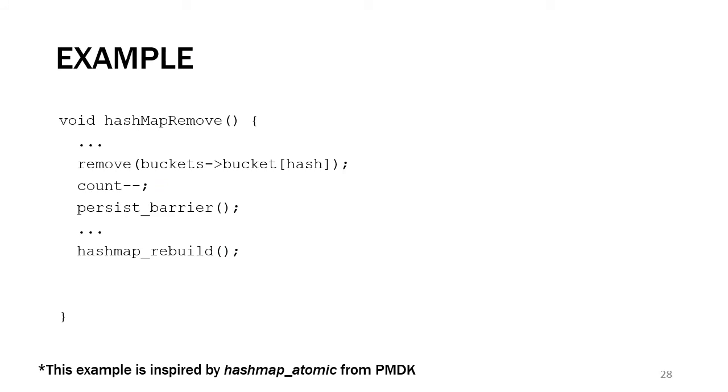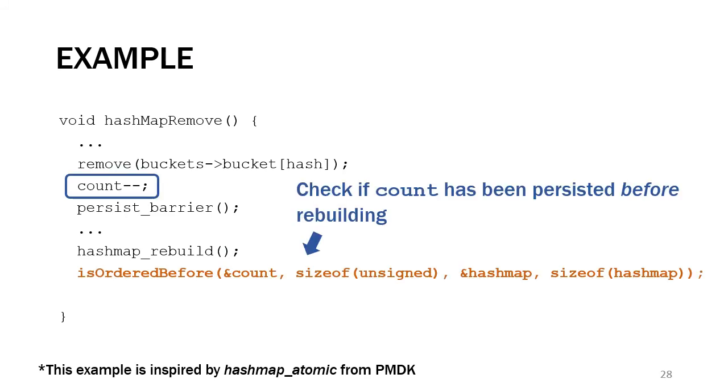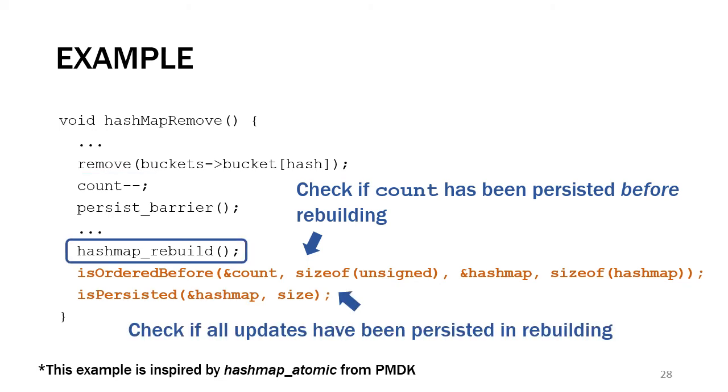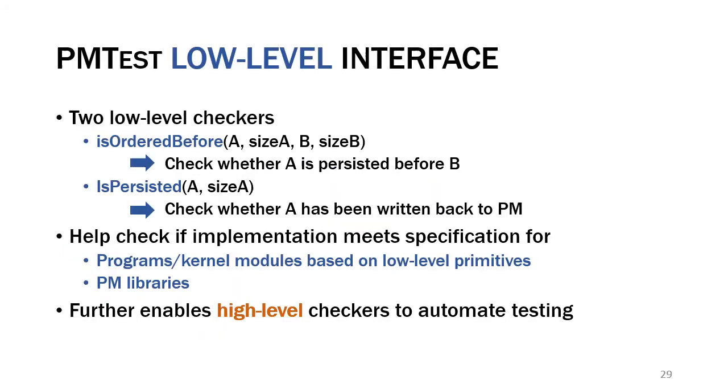So here is an example of using the low-level interface. First, the program injects an isOrderedBefore to check whether the count is persisted before the hash map, which is a variable inside hash map rebuild. And the other is to check whether the hash map is persisted after rebuilding. And further, the low-level checkers can enable us to build high-level checkers for automated testing.